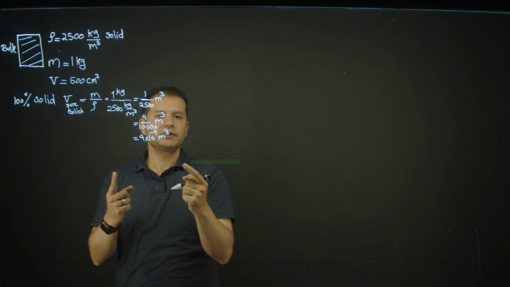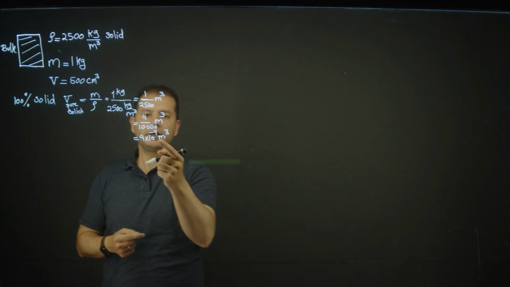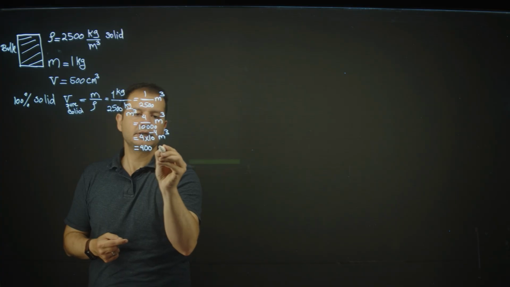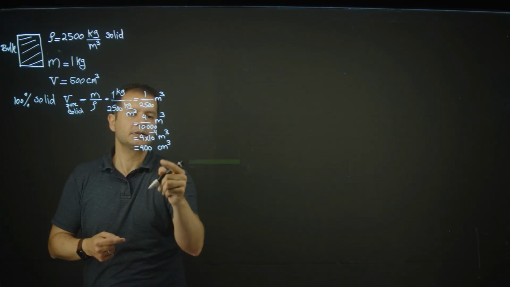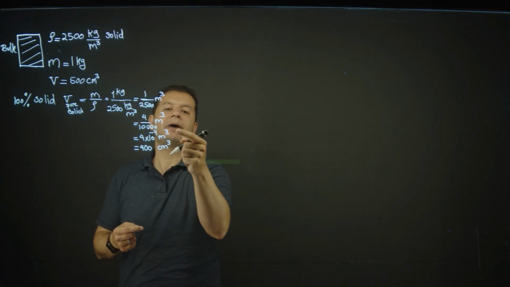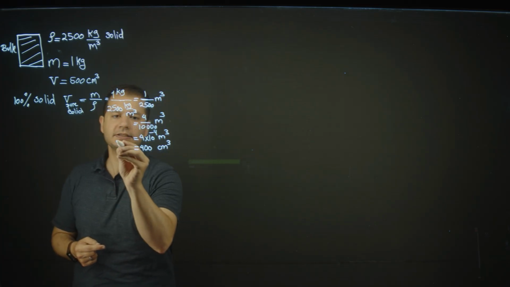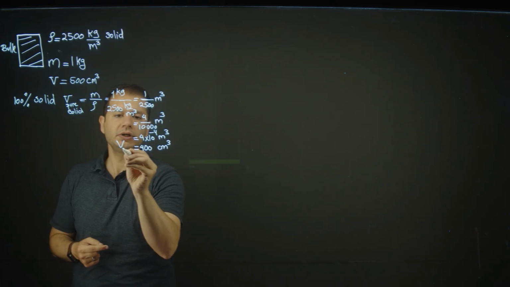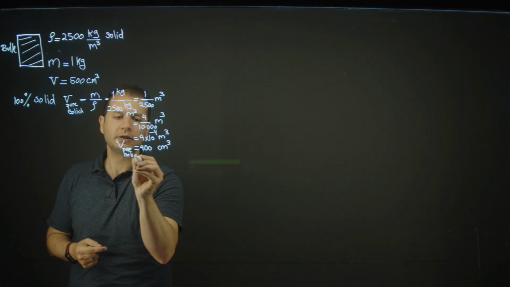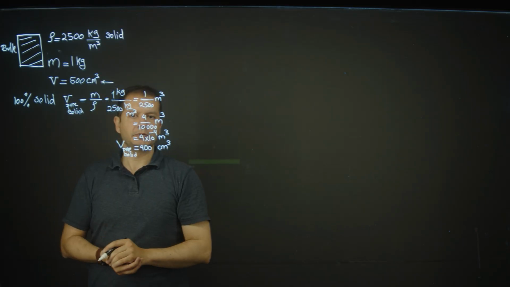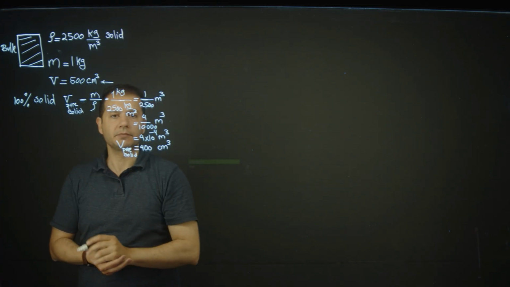Now 1 centimeter is 10 to the minus 2 meter, therefore this is also equal to 400 cubic centimeter. A cubic centimeter is 10 to the minus 2 to the power 3, which is minus 6. Here I have minus 4, so I get 2 more here. So that's the volume if it was only pure solid, no porosity. But I know the real volume is 500 cubic centimeter.